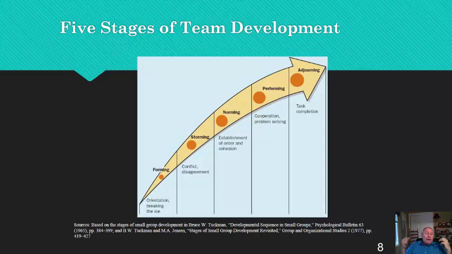Then we move on to performing. And that's when everybody is working together and problem solving, doing what the team needs to do. And the last stage is really for a team to go away, adjourning. The task is completed and move on. Teams don't live forever. They have this purpose. So I want you to keep thinking about forming, storming, norming, performing, and adjourning, because those are the important parts of team development.